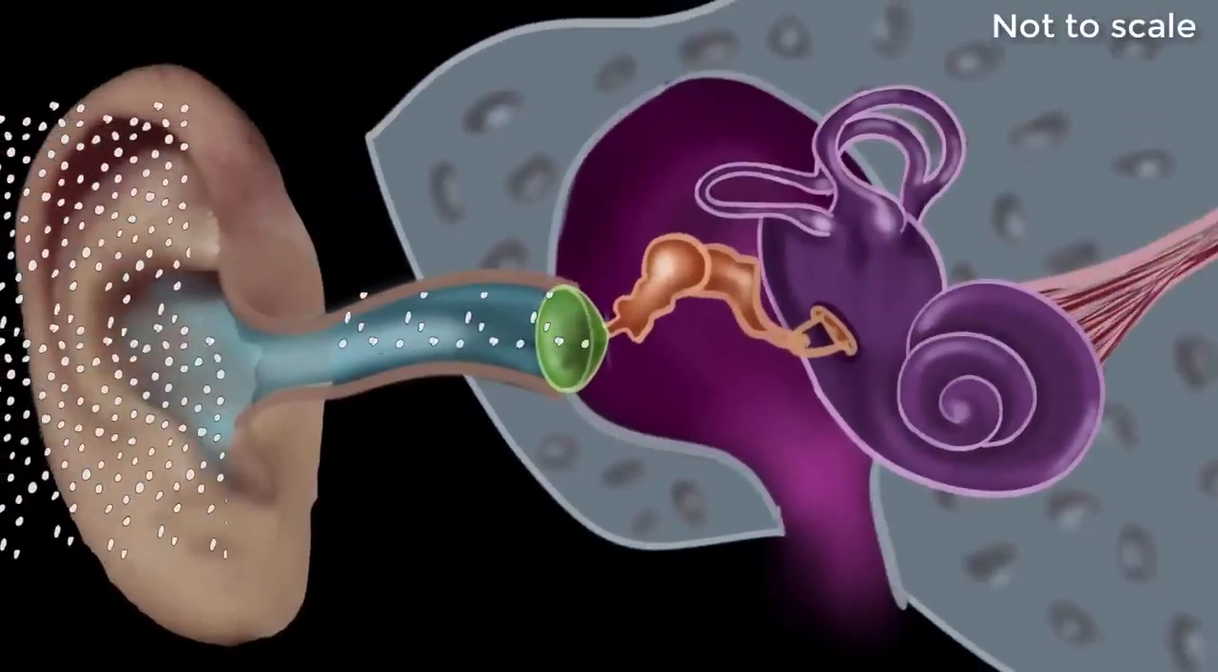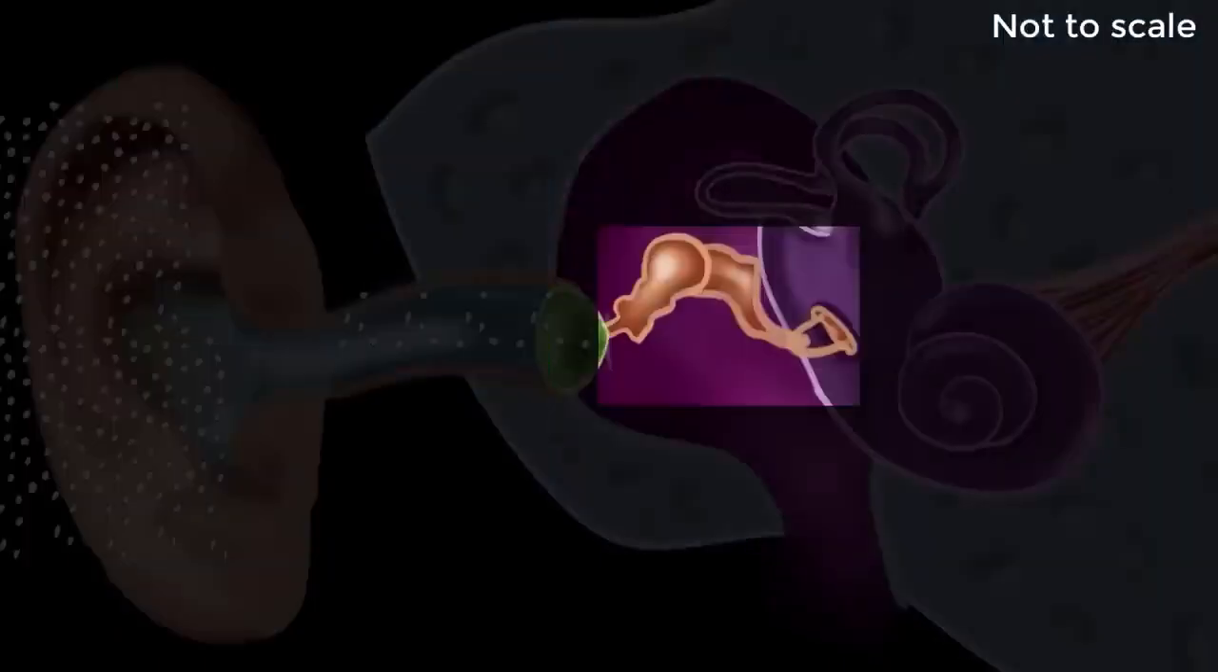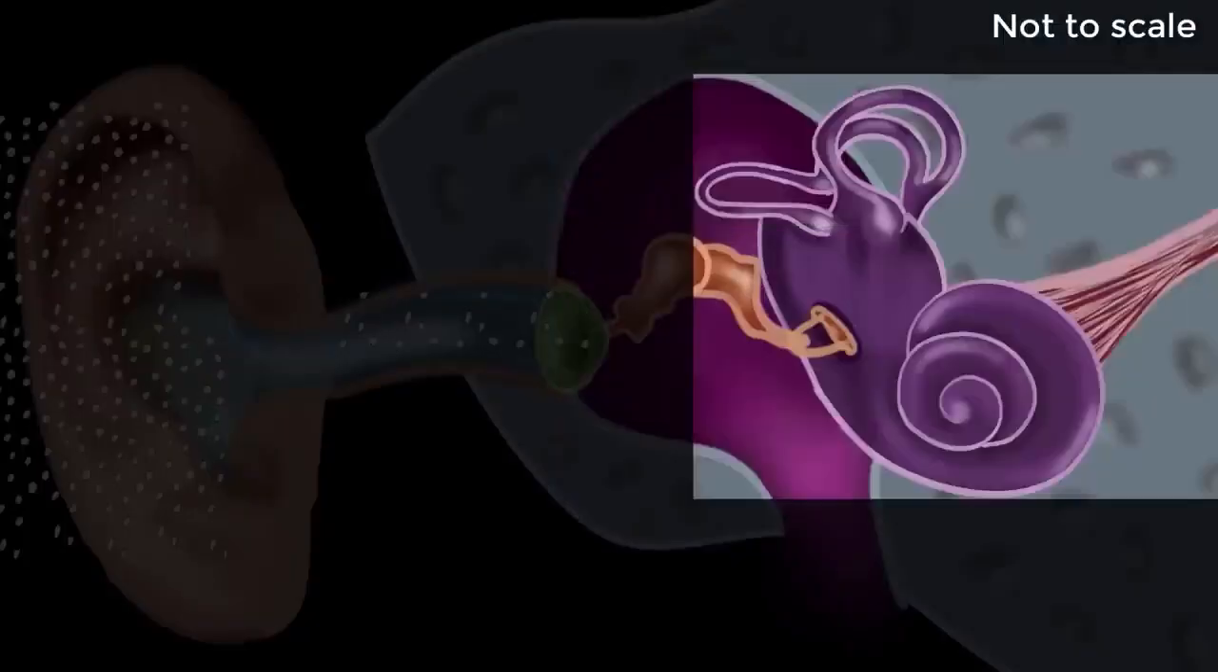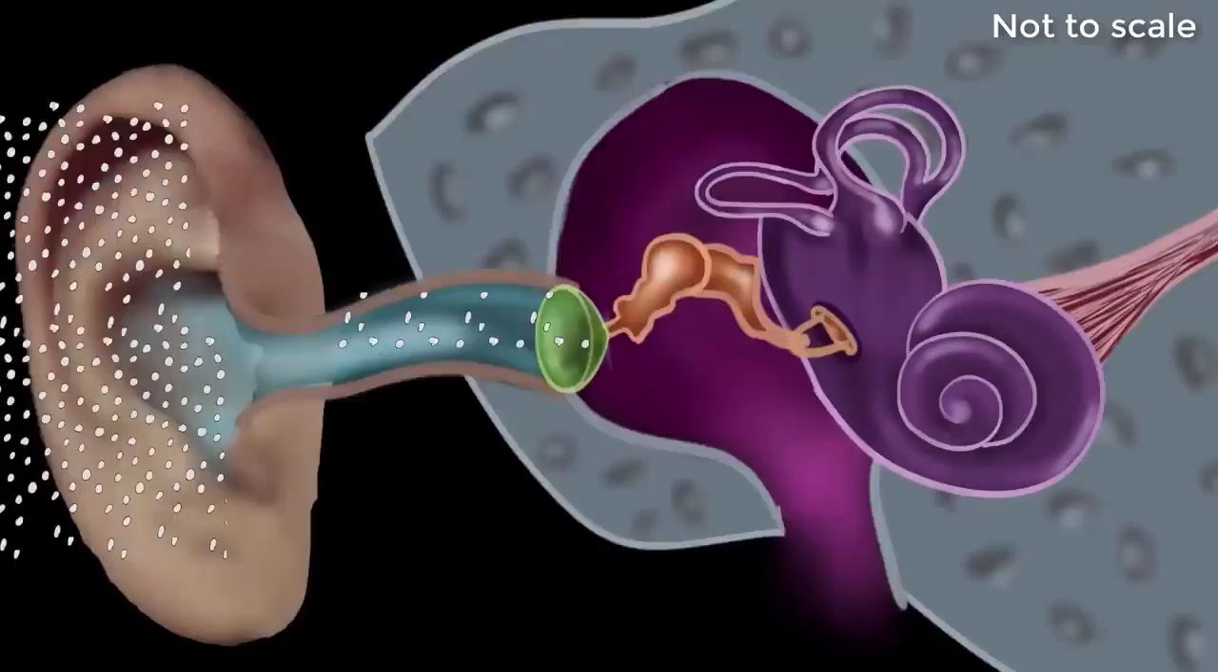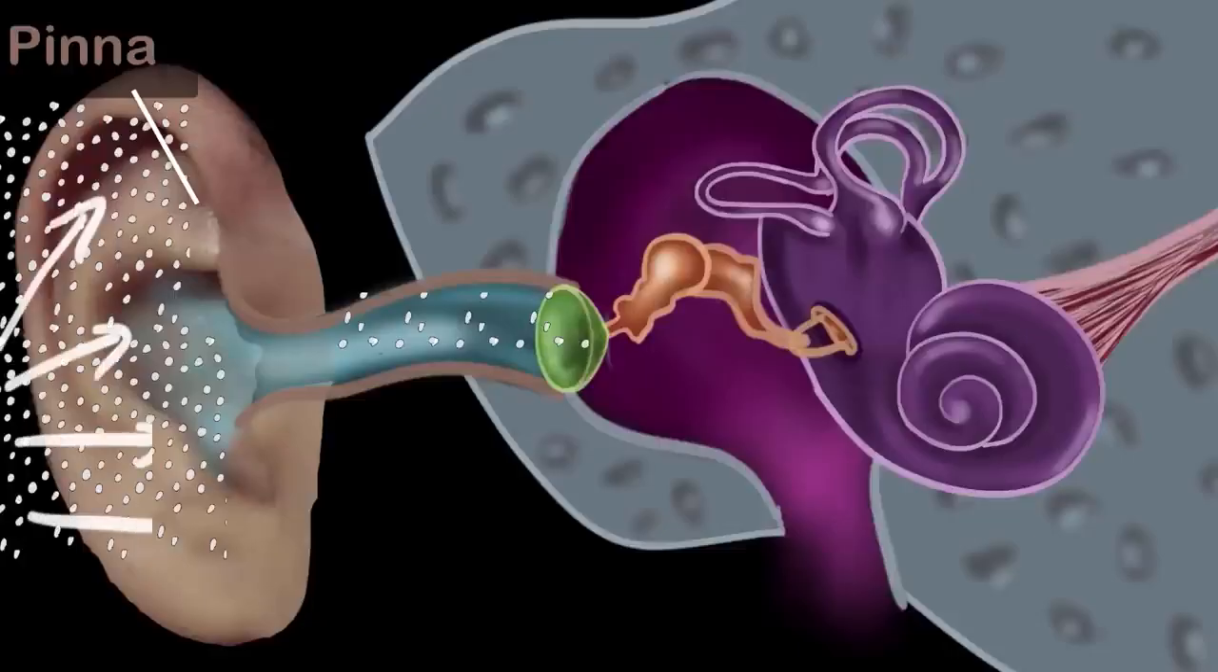So our ear can be divided into three parts: the outer ear, the middle ear, and the inner ear. The outer ear starts with the pinna. It's the part that you can see and touch, or in my case, the part that my mom would twist quite often. Its job is to collect as much sound waves as possible and channel it into the auditory canal.